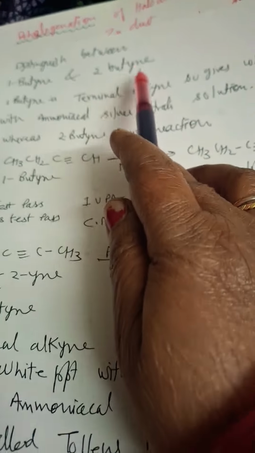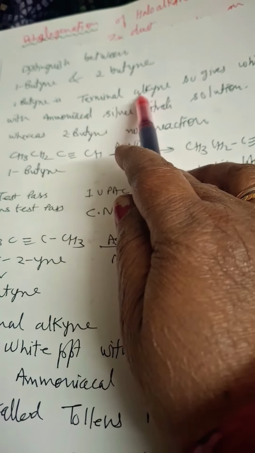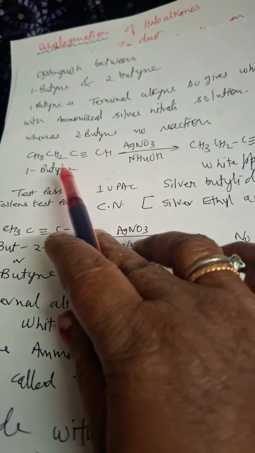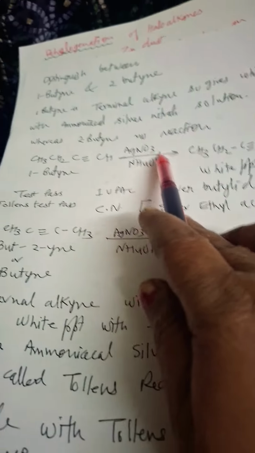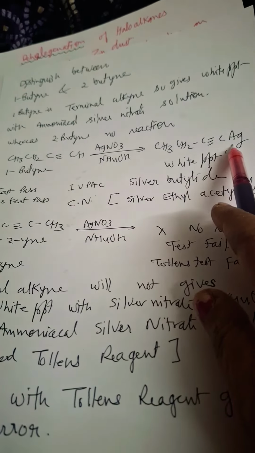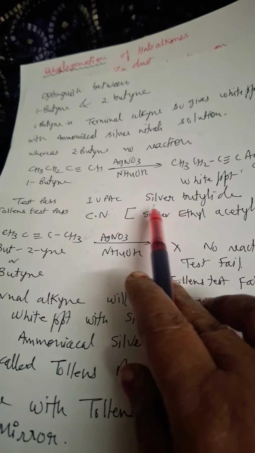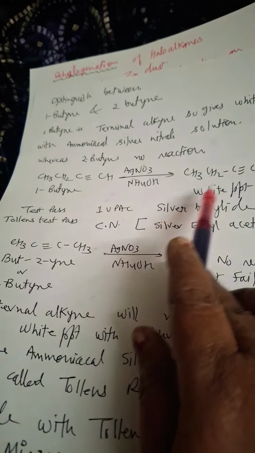All the best. Here, see, distinguish between 1-butyne and 2-butyne. 1-butyne is a terminal alkyne, so it gives a white precipitate. See, I have written 1-butyne, with AgNO3 and NH4OH it will give a white precipitate. I have written the IUPAC name as well as the common name of this, white precipitate.